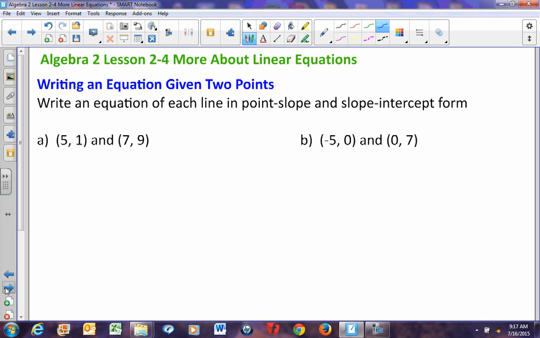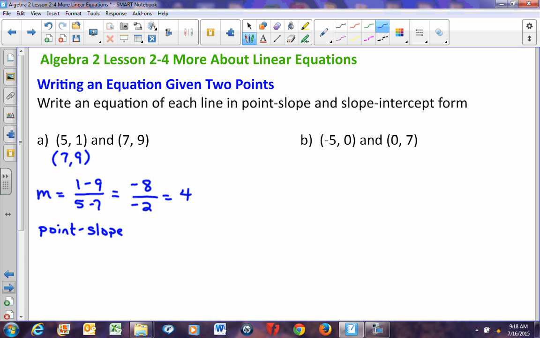So if I'm going to write the equation of a line in point-slope form and slope-intercept form, the first thing I have to do is get the slope. In order to use either one of those equations, we need the slope. So the first thing I'm going to do is put my points over each other so I can find the slope. So the slope in here is going to be 1 minus 9 over 5 minus 7. So that's going to be negative 8 over negative 2, which happens to be a positive 4 for a slope. So there's my slope. So point-slope form now.